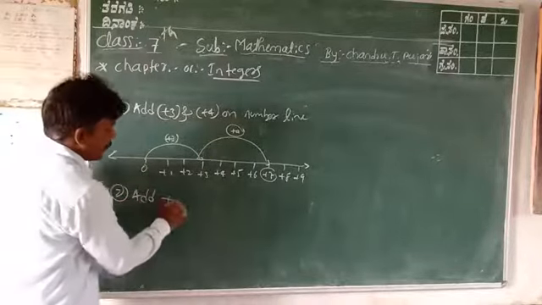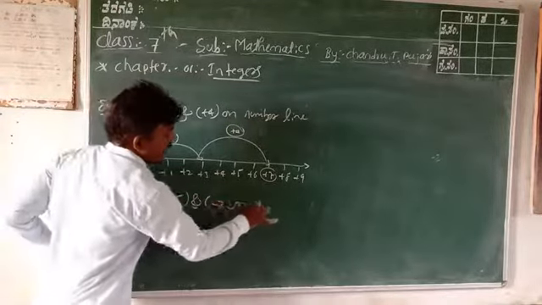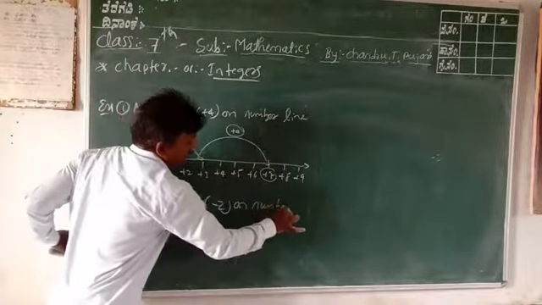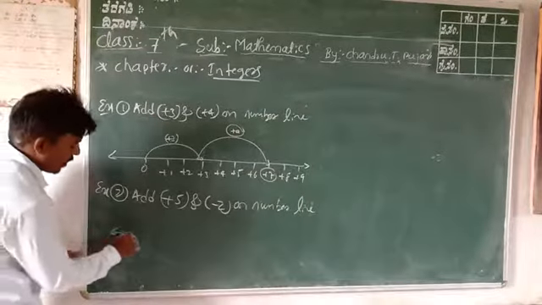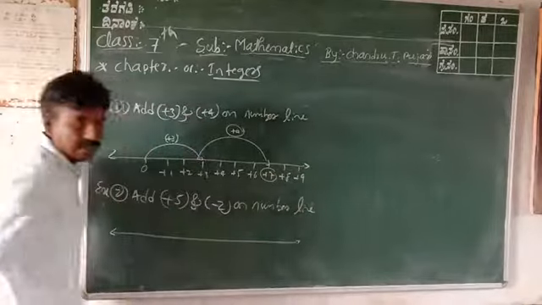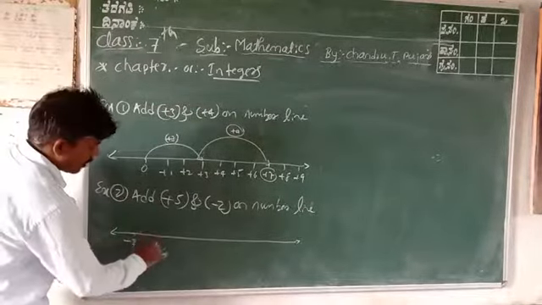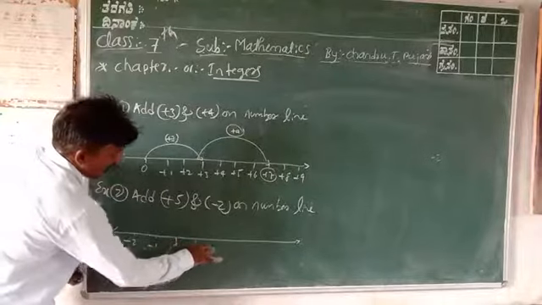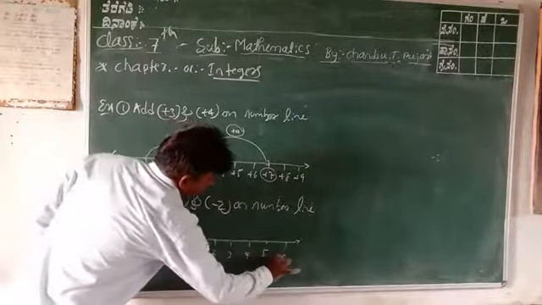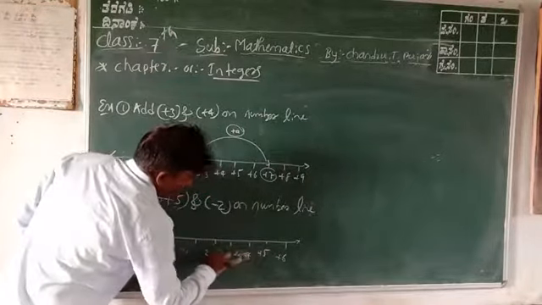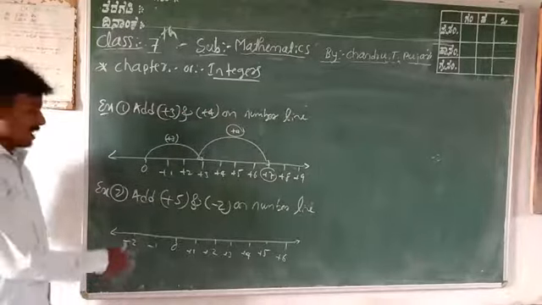add plus 5 and minus 2 on a number line. Very easy. Again you can draw one number line. Any negative numbers here, no problem: minus 2, minus 1, 0, 1, 2, 3, 4, 5, 6. These are all positive. No problem. Next, we can do the simplification.